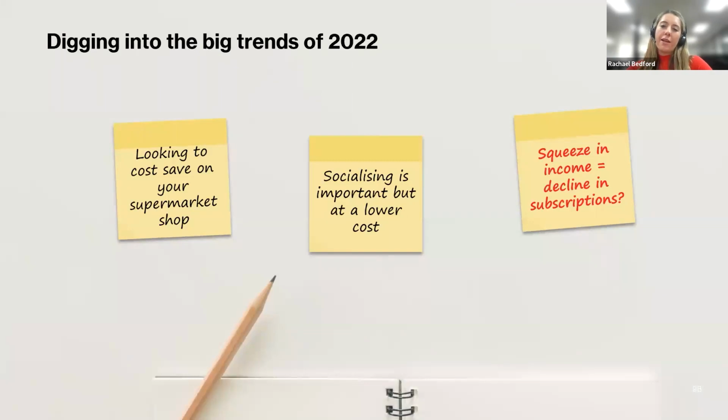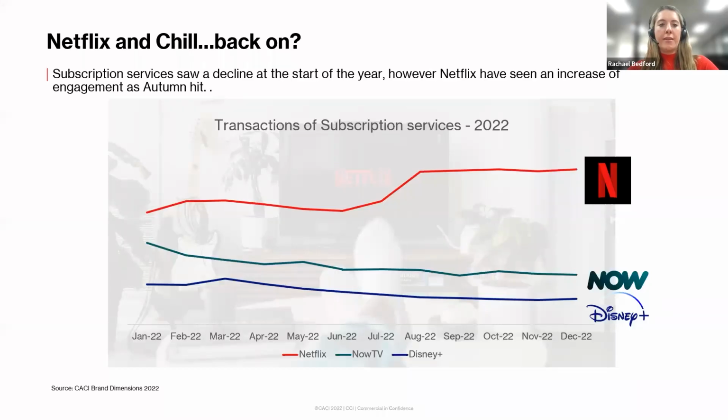And my final theme that I want to look into is the decline of subscription services. It's one of the things that consumers were looking to cut back on when disposable incomes are being squeezed. So the chart here shows transactions across different subscription services in the UK. Throughout the start of the year, Netflix, Now TV, and Disney Plus were all declining. However, towards the end of the summer, we can see Netflix transactions starting to grow once again.